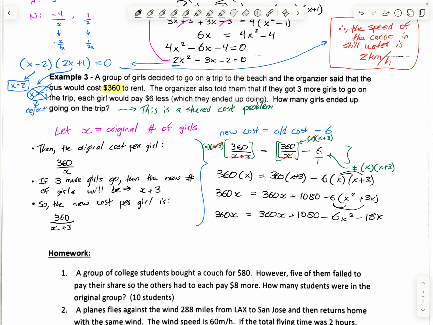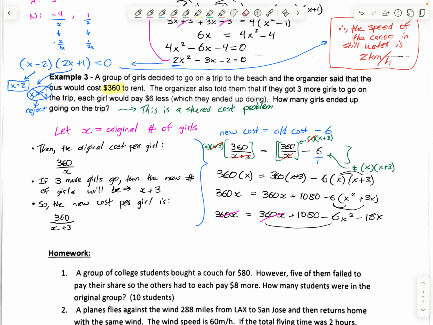Now there's stuff that cancels from both sides. So 360x and 360x, they disappear, and I get something like this. So I'm going to bring everything to the other side, make this positive, right? So add 6x squared to both sides. So I get 6x squared on the left side now. Add 18x, so plus 18x, and subtract 1080 from the right side and the left side. So the 1080 is equal to 0 now.